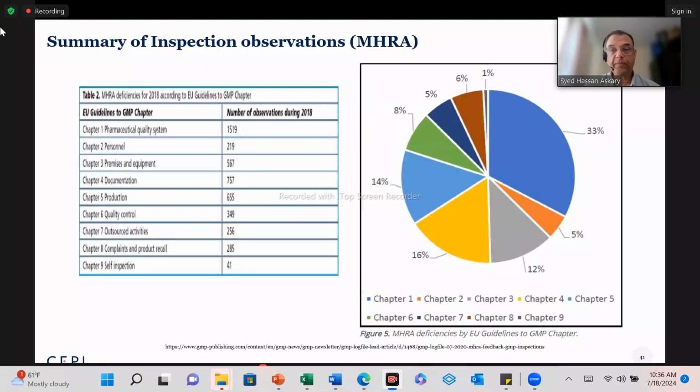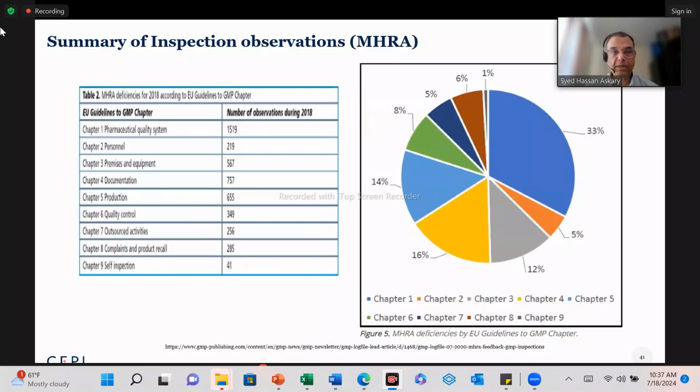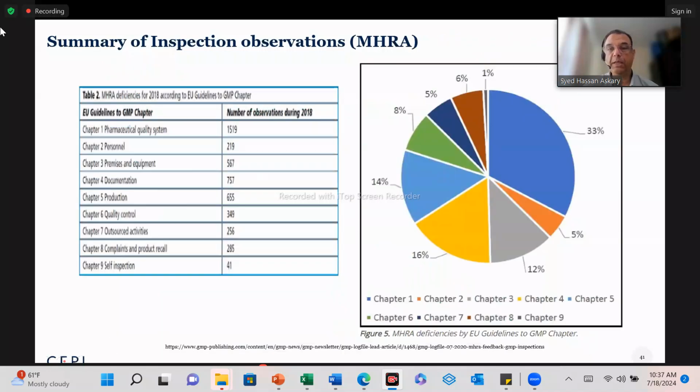And then personnel is the next one, which is chapter 2, which is this one, which is 5%, and then premises and equipment is this yellow one. Then documentation is another one. Premises and equipment and documentation are basically equal in terms of observations received from MHRA.